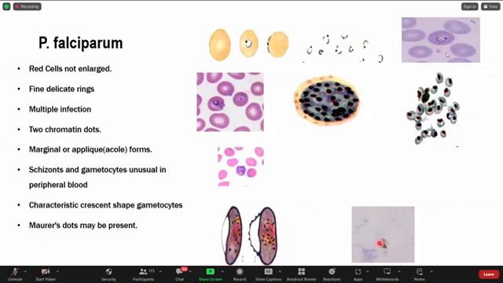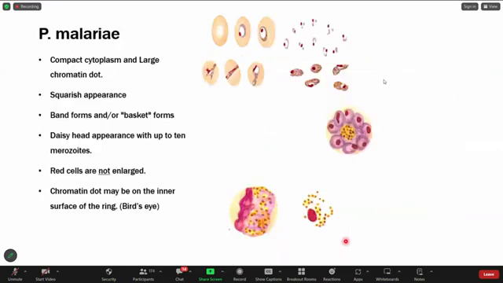Then this is the gametocyte of P. falciparum in a thick film. The edges are not so visible, but the malaria pigment in the middle here is visible. Then when we come to P.